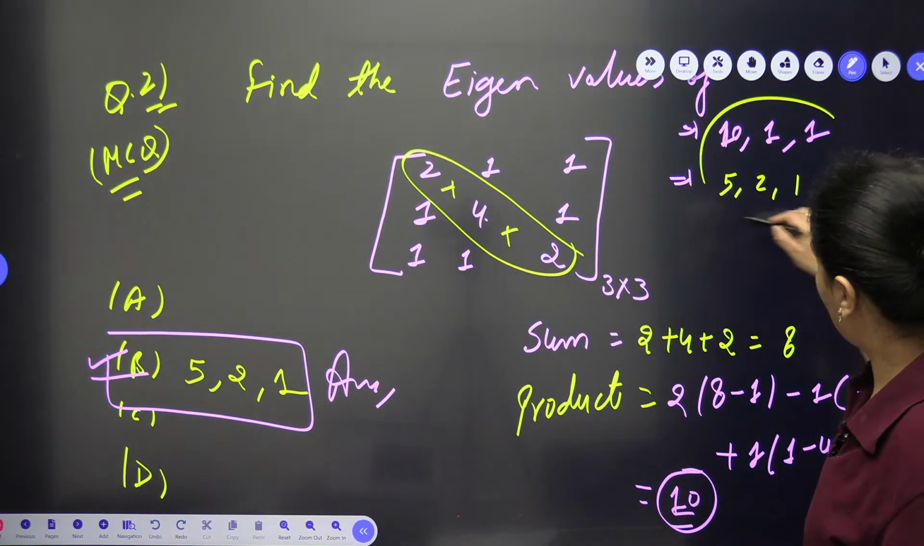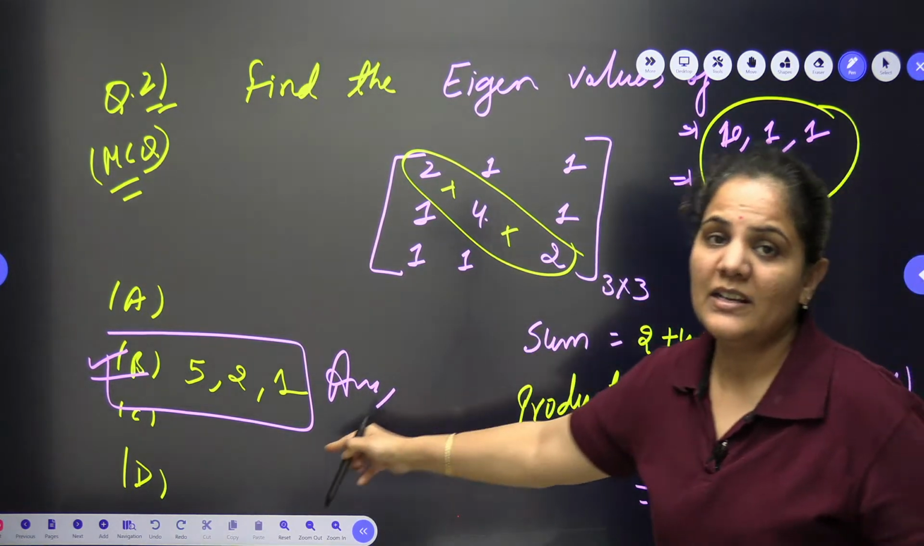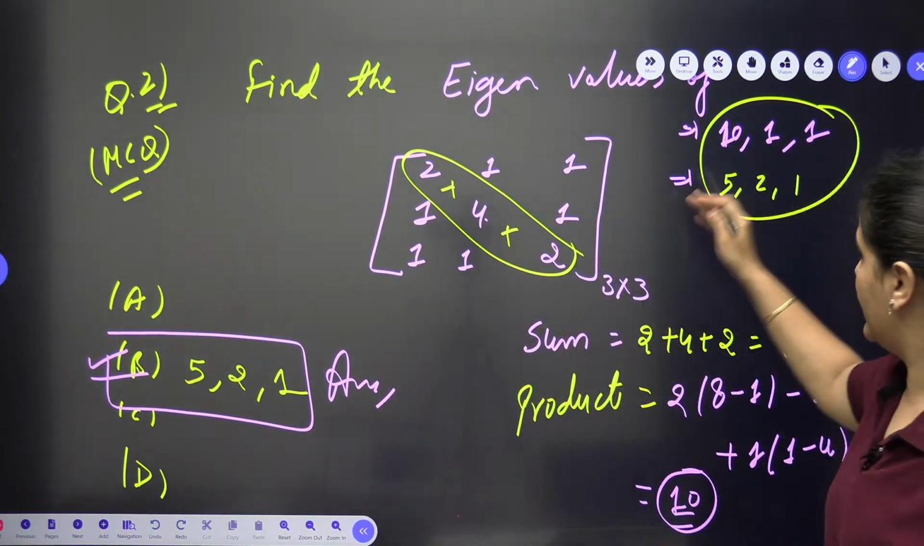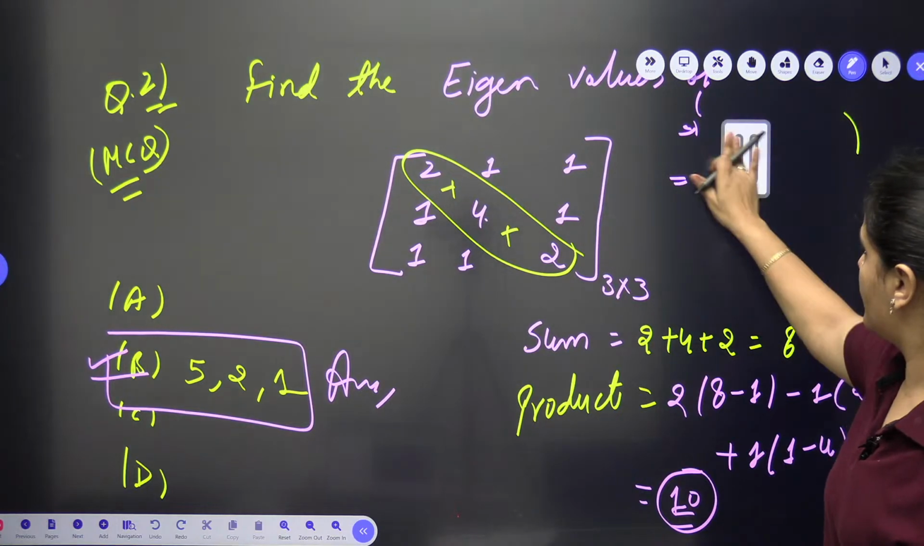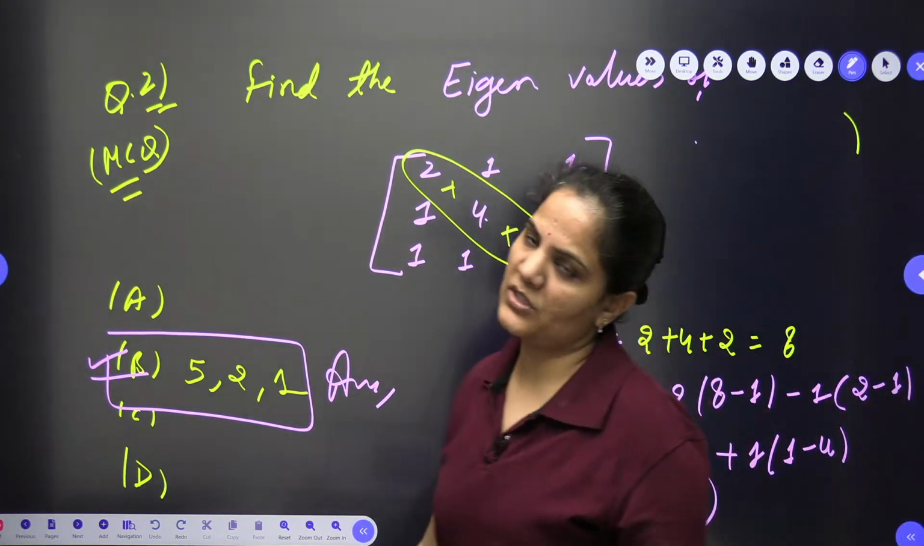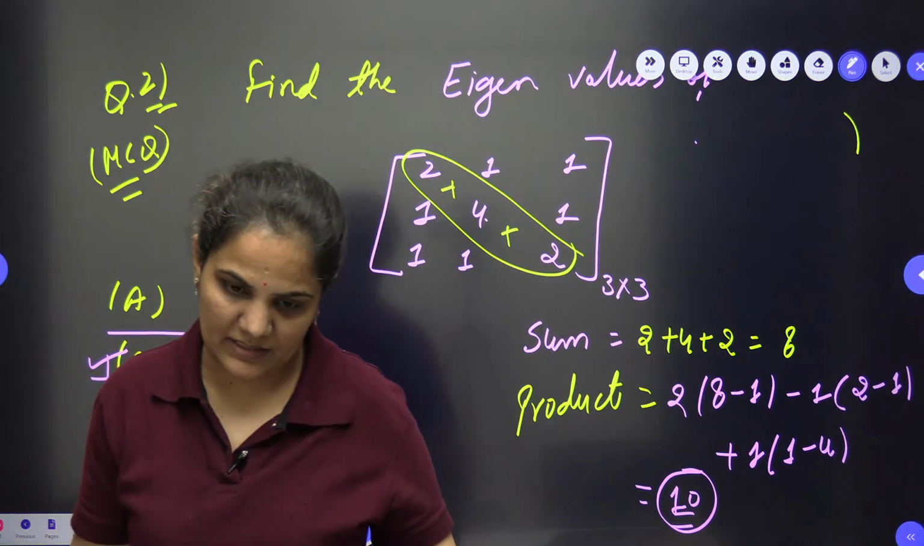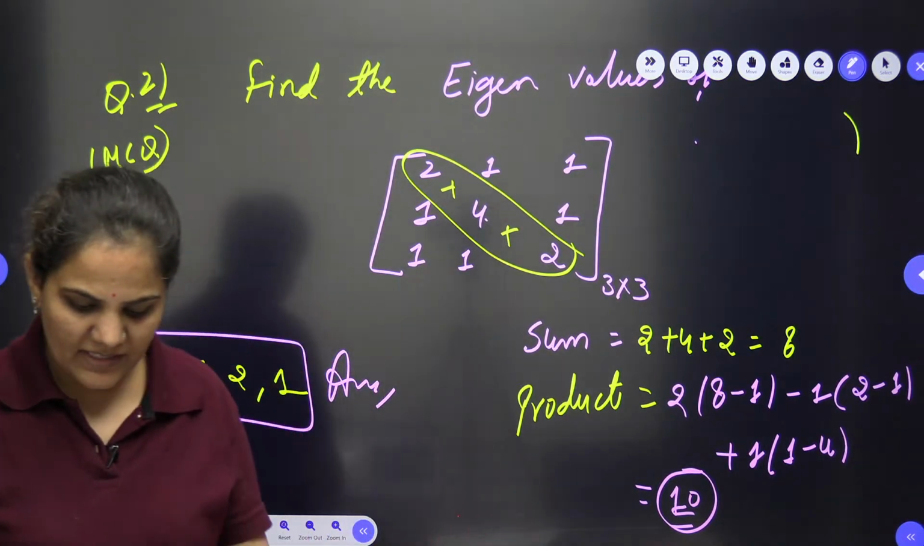So in this case, if one of them is available in the options, as confirmed by the student that we are having 5, 2, 1 in the options, then this will surely be the final result. Okay, so very easily we can approach it.